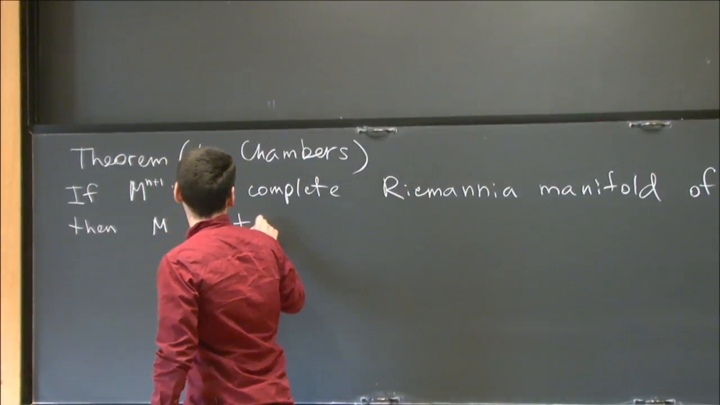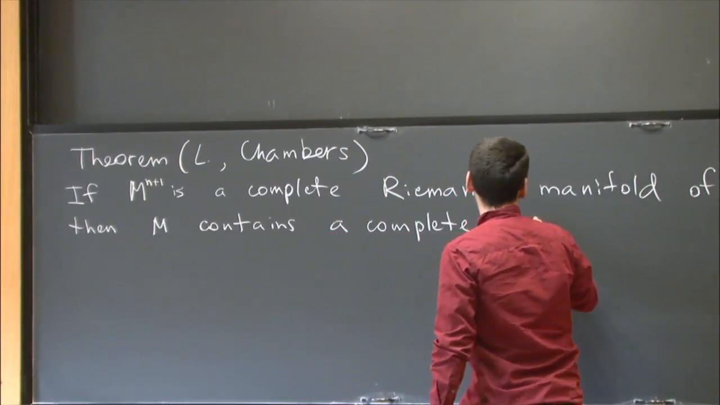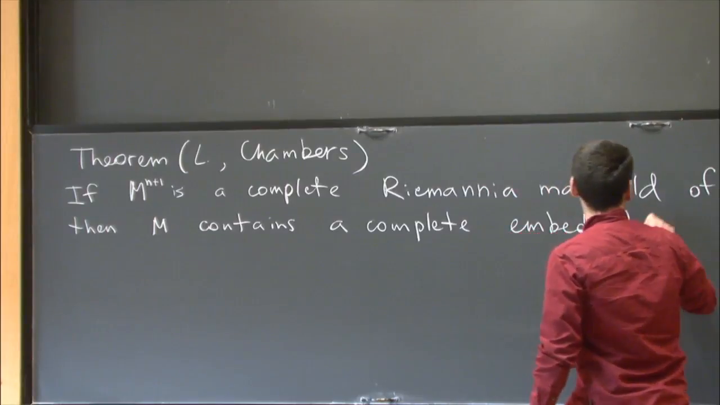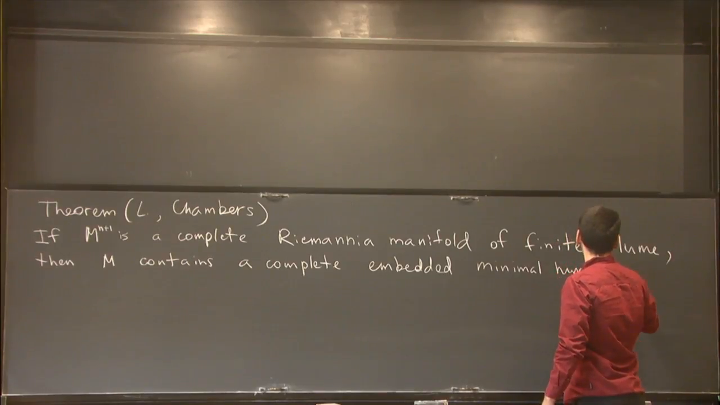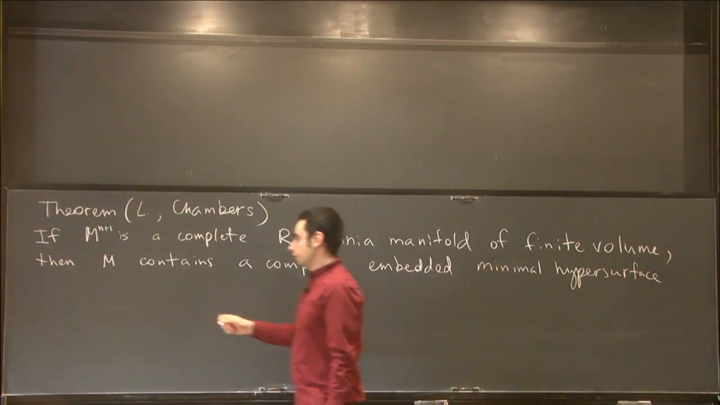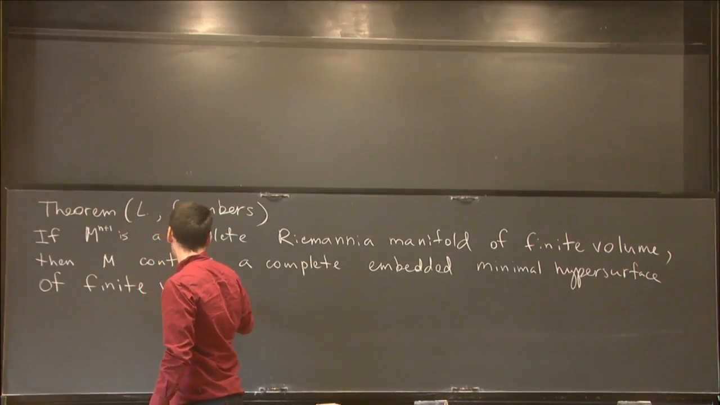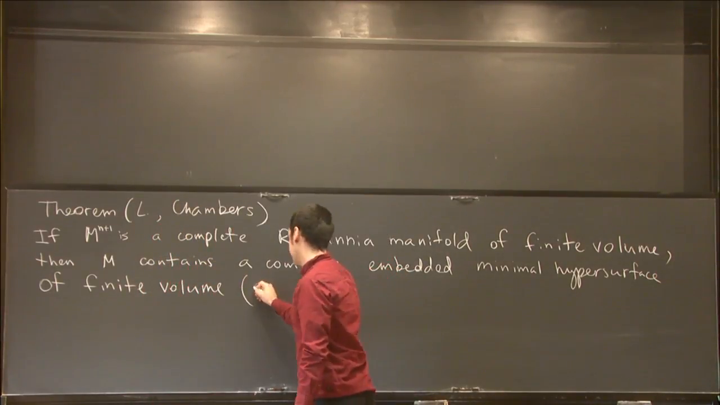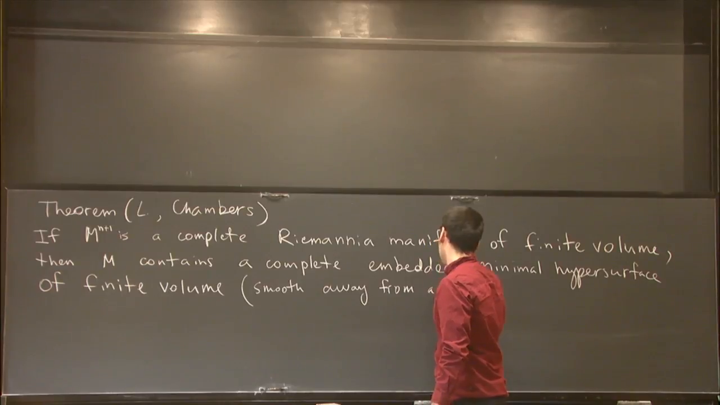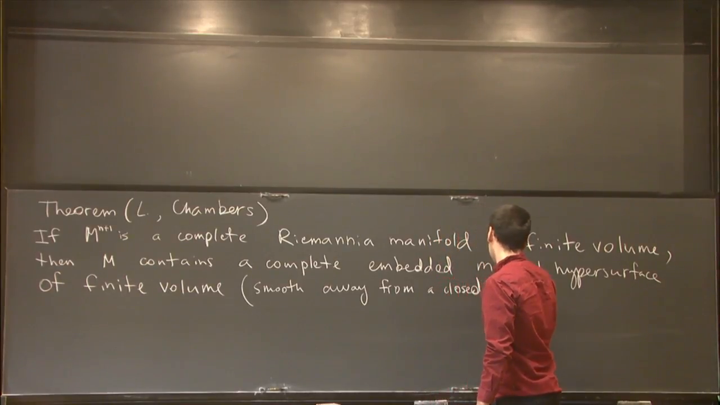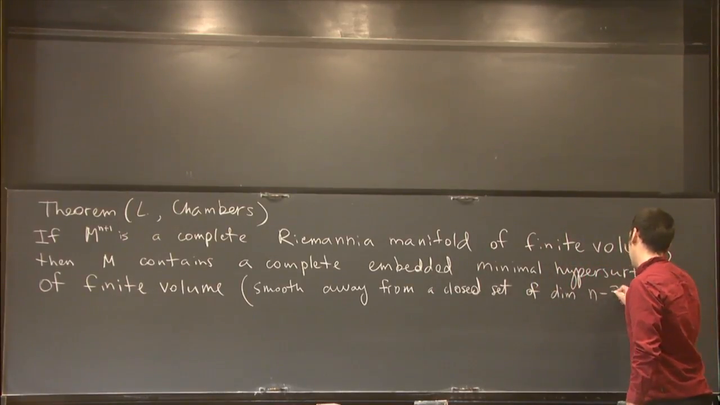M contains a complete embedded minimal hypersurface which also has finite volume, and let me put in parentheses that it's going to be smooth away from a closed set of Hausdorff dimension n-7.